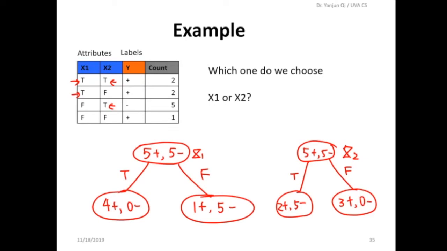Which one should I pick? Based on the intuition we just learned, which tree should we pick? Yes, very clearly, x1, right? Because you see the 4, 0 versus 3, 0. This is much more certain. 5, 1 versus 5, 2. This is much more certain. And intuitively, we pick x1. And this is your intuition, right?